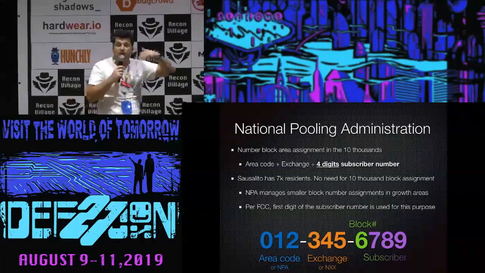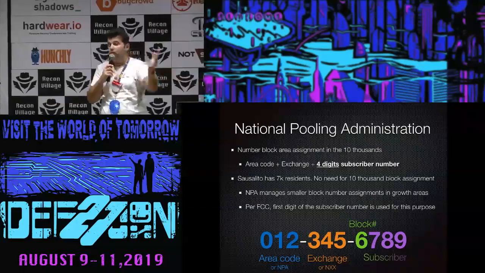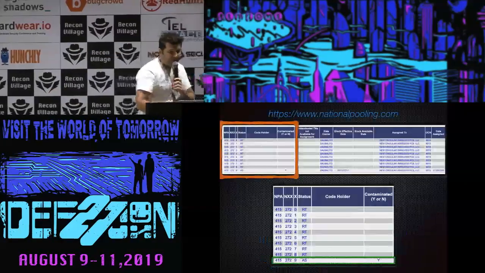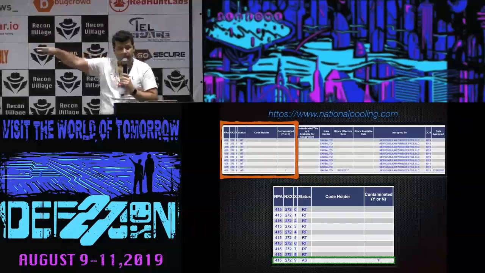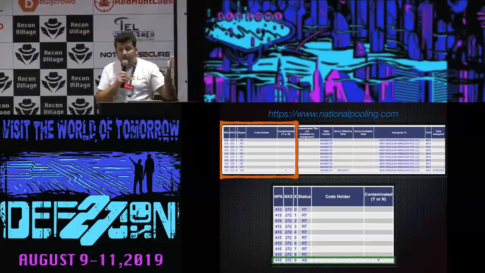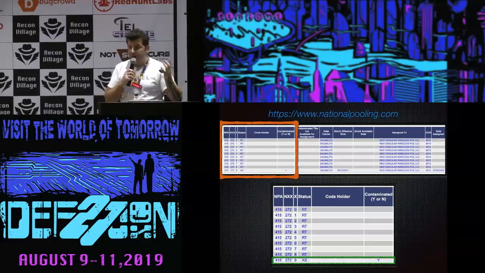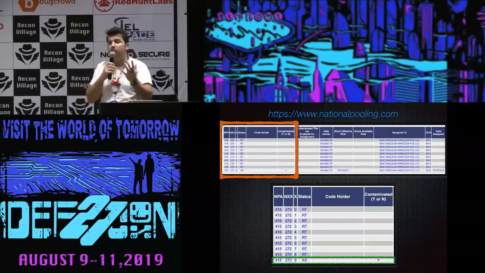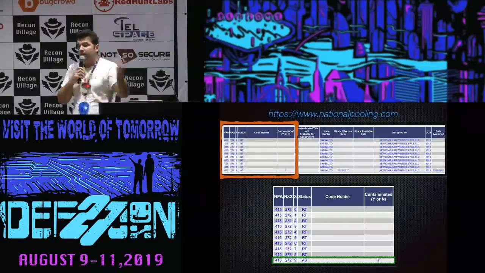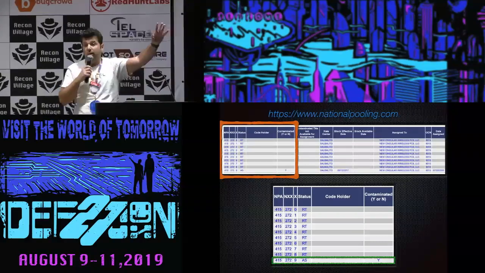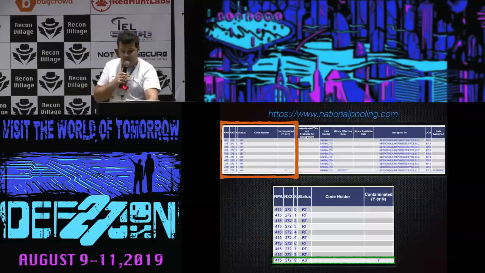So you can discard all those blocks of 1,000 numbers, because as we can see in this slide, from nationalpooling.com, if you look at the bottom, which is zoomed in, we see that for 415-272, which is an area code for Sausalito, the only possible number could be the next one, the 9, because it's the only block that is assigned to that area code and exchange. We can already discard all the others. This is great. This is publicly available information.